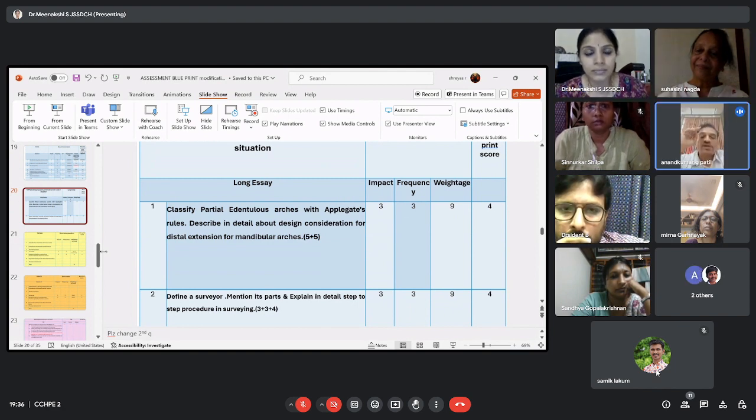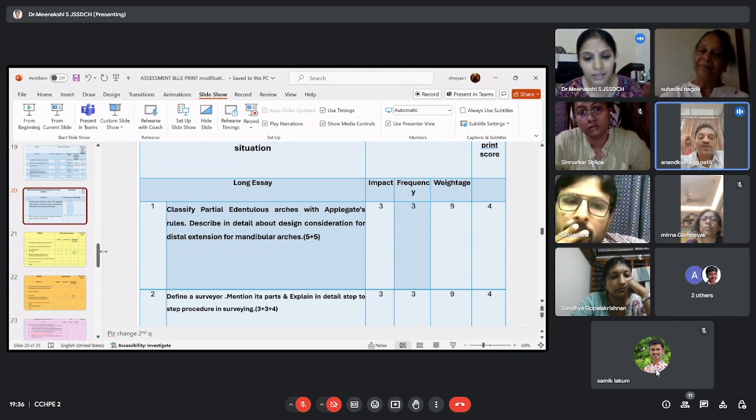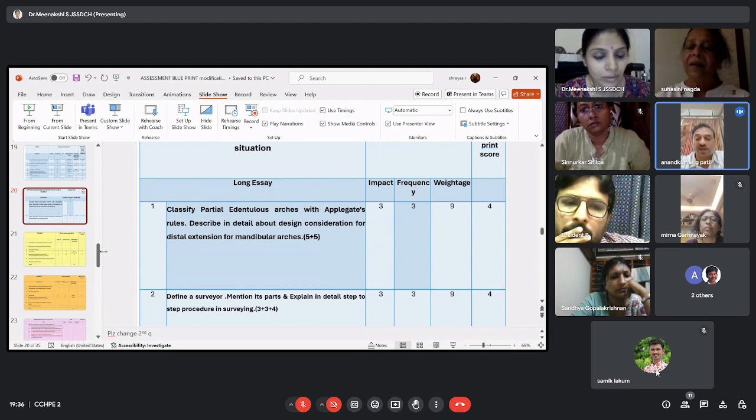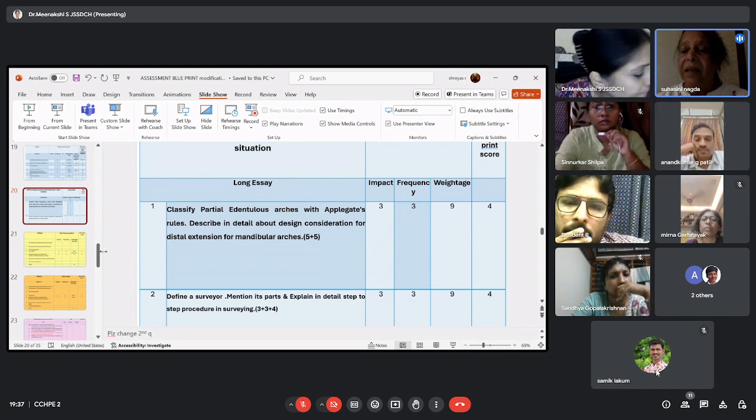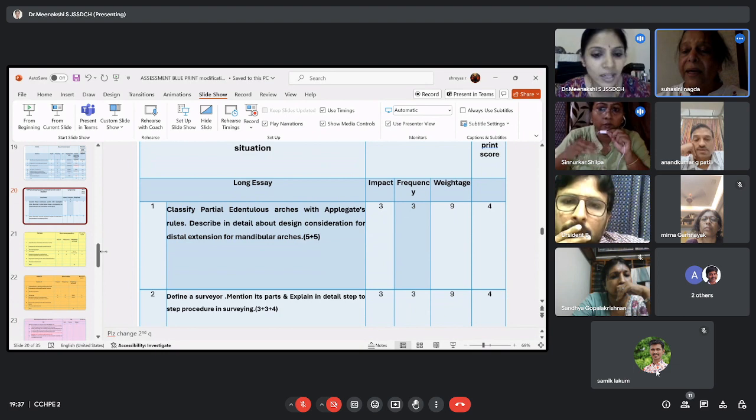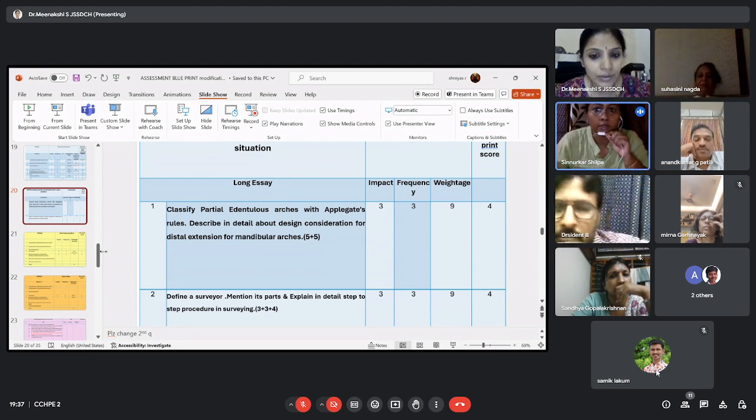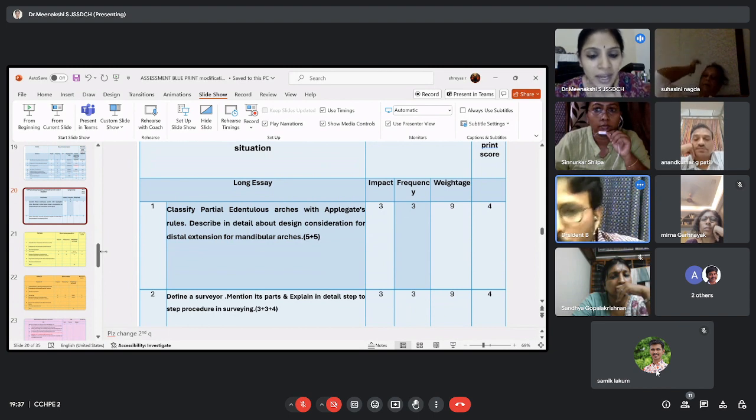And also, madam, in the second question, define surveyor, that impact you can raise even higher, madam. It can be either 2 or 1, because you are asking the step-by-step procedure of doing the surveying. So it is not just nice to know. 3 is the highest. It goes from 1, the lowest, to 3. Yes, ascending, sir. And 10 marks is the maximum.